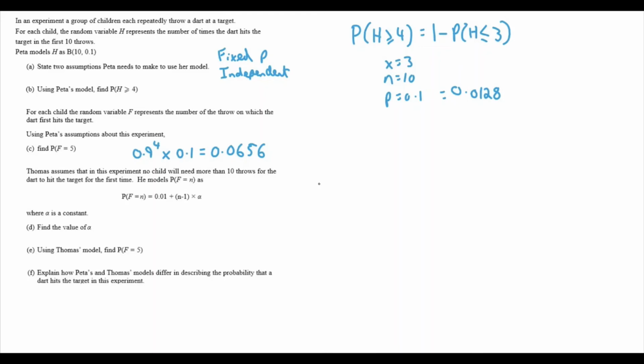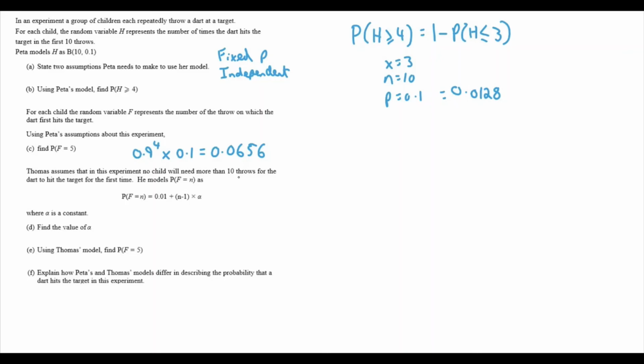Thomas then assumes that in this experiment no child will need more than 10 throws, so there we go, 10, for the dart to hit the target for the first time. He models the probability that F equals n, where n is the number of throws it takes to hit, as 0.01 plus (n minus 1) times a, where a is a constant. And we need to find this value of a, or alpha.